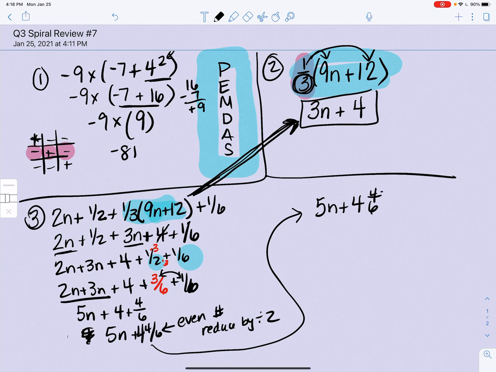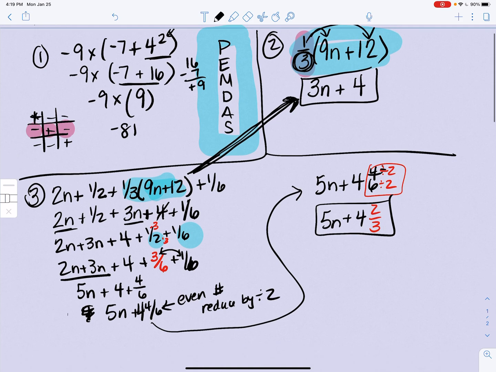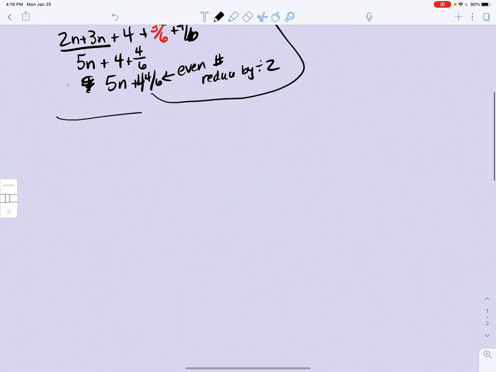4/6. I'm going to divide this one by, I was supposed to change color. Divide this by 2, divide this by 2. So that changes just the fraction into 2/3. Everything else stays the same. So your answer to that one is this. Now that we've got the correct answer, we're going to do number 4.